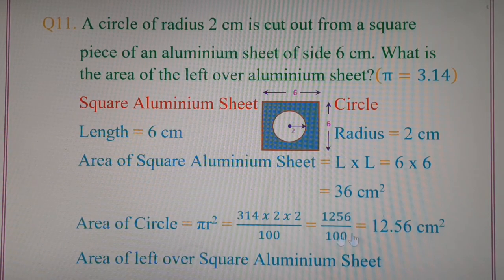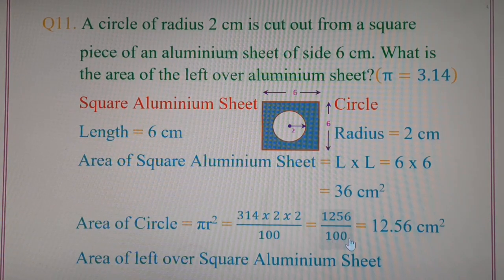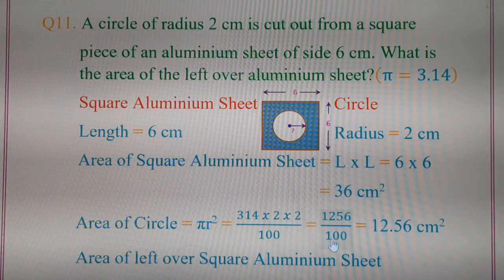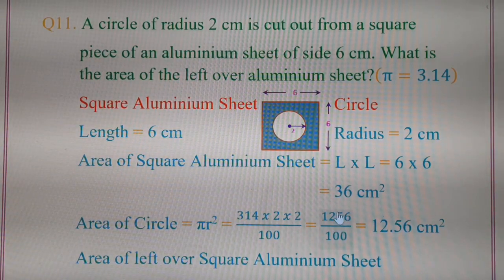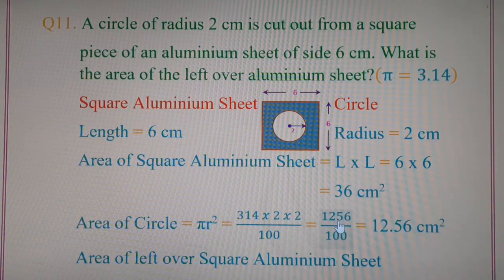Now in the next step, the 100 from the denominator is removed and we write the number as a decimal fraction. So whenever 100 is given in the denominator, we can remove it and put the decimal point in the numerator. Since 100 has 2 zeros, after 2 digits from the right side we have to count and put the decimal point. So 1 and 2. So between 2 and 5 we have to put the decimal point, and 100 from the denominator is removed.